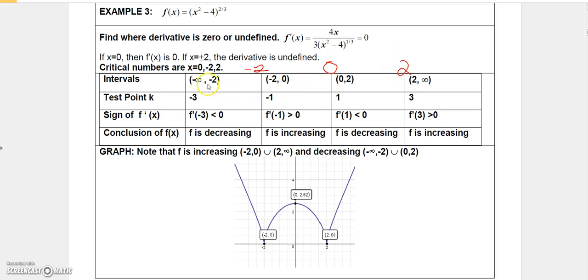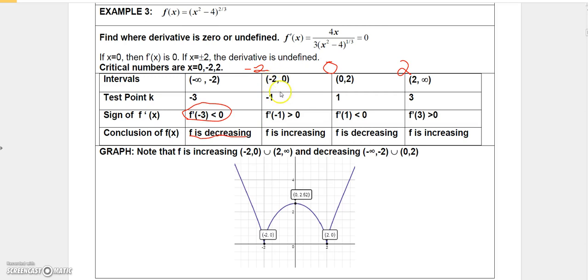Now again, I'm going to pick a number in each of these intervals that I got when I broke this up. And so in this interval, I chose negative 3. And if you plug negative 3 into the derivative, you'll get a negative number. I'll let you do that. But plug negative 3 into the derivative and see that you get a negative number. And so you know the function is decreasing.